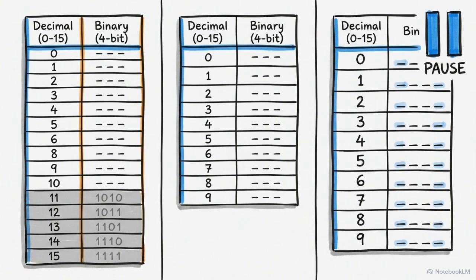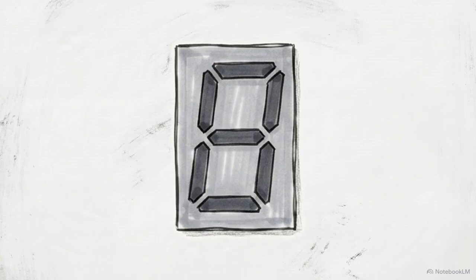Before we fill this in, pause the video here. Test your memory and write down the 4-bit binary equivalents for the decimal numbers 0 through 9. The most difficult part of building this truth table is remembering which letter corresponds to which physical light on the display. Instead of guessing, use this simple pattern.